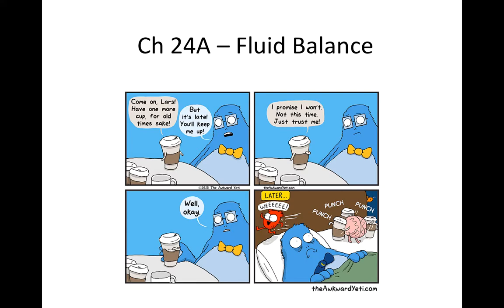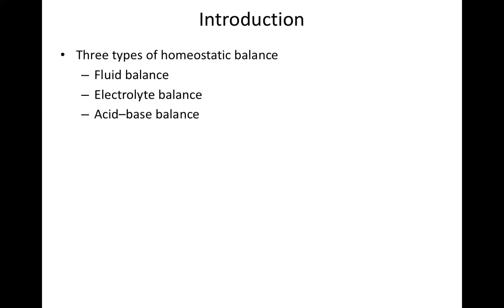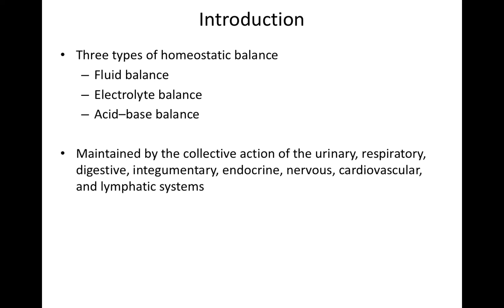Okay, now that we have gotten through the kidneys, we're going to talk about the concept of overall homeostasis in the body. So there's basically three types of balance that we need to maintain to stay in good working order. We need to deal with the fluid balance, so the amount and volume of water, the electrolyte balance, which is then going to obviously deal with the solute load in our fluids, and then the acid base or the pH balance of the body.